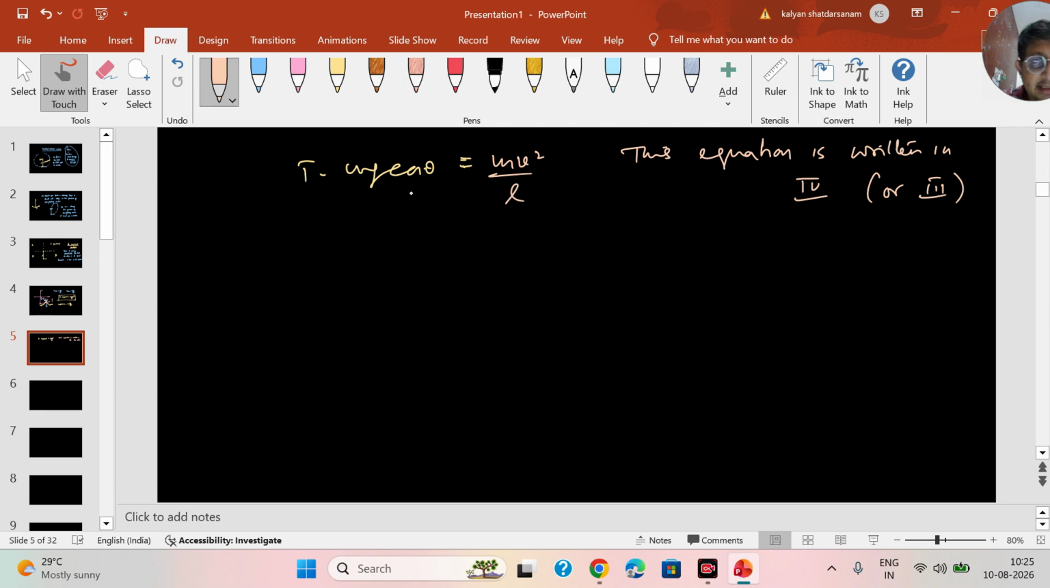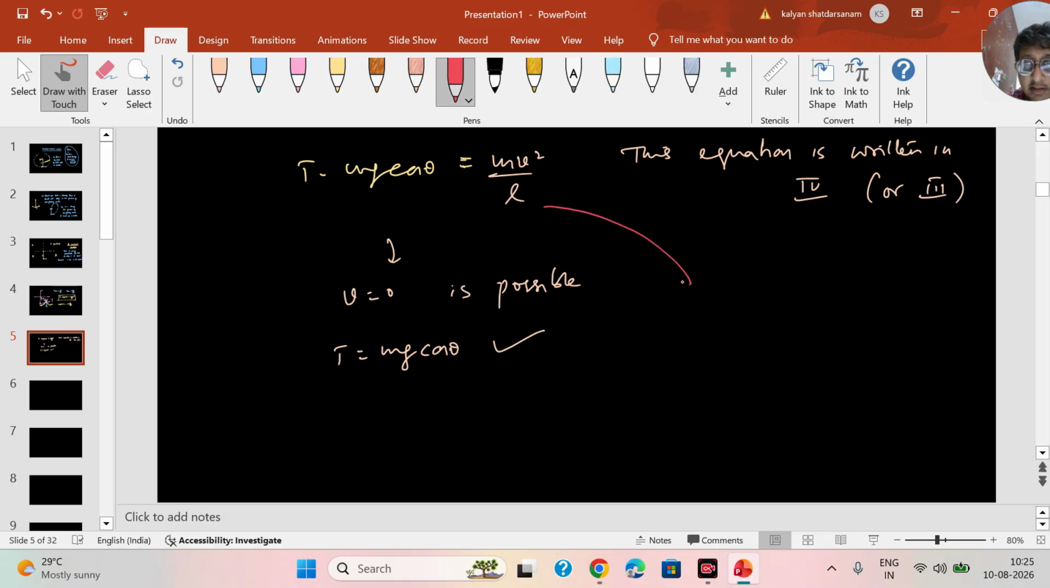Whenever you get a mathematical equation, it is better to give some values and understand it in a deeper way. So here you can see V0 is possible. Why? Because if V is 0, then you get T equal to mg cos theta. That's fine. You get some theta where there will be some tension and the ball stops. However, if T is 0, this is impossible from the equation.